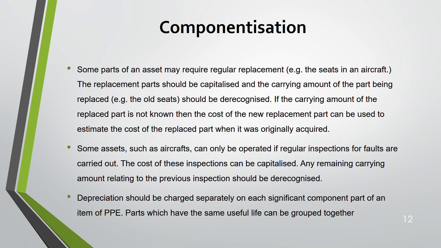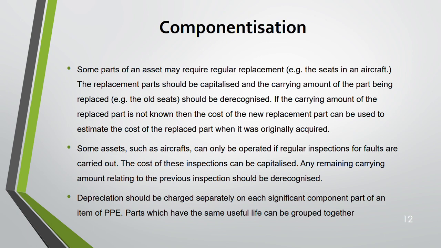What about depreciation for this type of component? Depreciation also has to be charged separately for each significant part, because some parts are not significant, so group them together, aggregate them, sum up. But some parts are significant components, like engine and seat. You cannot take them together. They have different depreciation rates. You have to depreciate them separately.